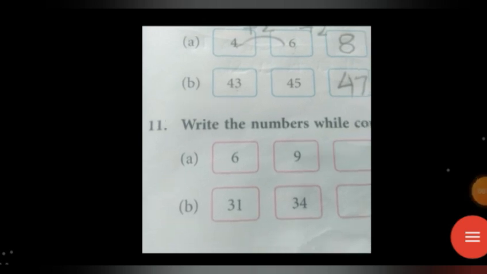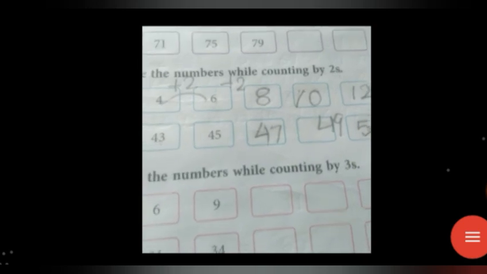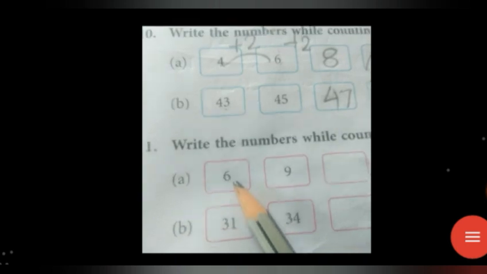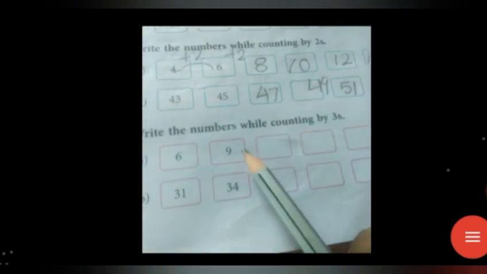Number pattern is that. Look children, next is write the numbers while counting by 3s. 3s means which number is adding? 2s means 2 is adding. 3s means skip counting by 3. അതായത് 3 ആഡ് ചെയ്ത് പോകണം. എല്ലാ നമ്പേഴ്സിൻ്റെയും കൂടെ 3 വേണം നമ്മൾ ആഡ് ചെയ്യാൻ. Okay, here this is first number 6. 6 plus 3, what is it? 7, 8, 9. So 9 is writing.